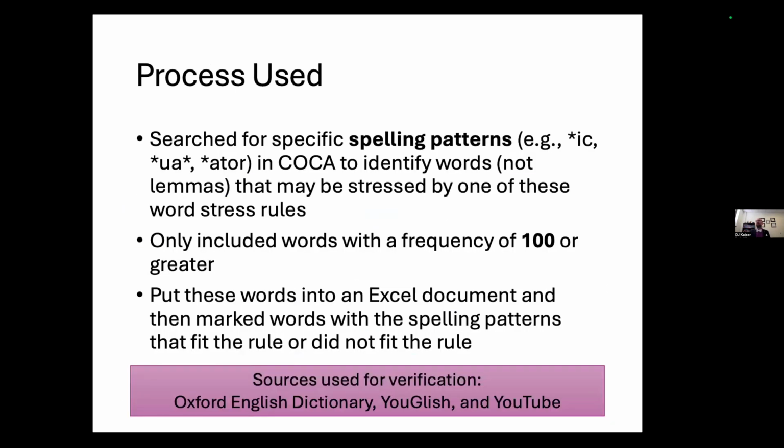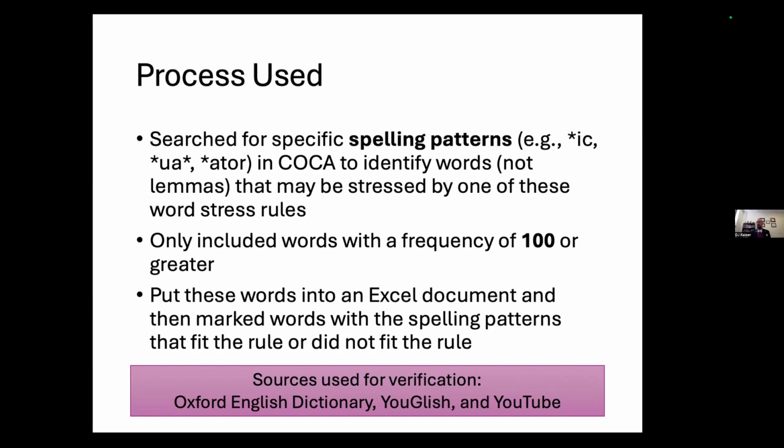So the process I used was I searched for specific spelling patterns. I already had the spelling patterns that I've been using in my materials. So asterisk IC was going to find words that ended in IC. Asterisk UA asterisk would pull up words that had UA in the word, so it could be beginning, middle, or end. So I went through with all the different spelling patterns I had to identify words.